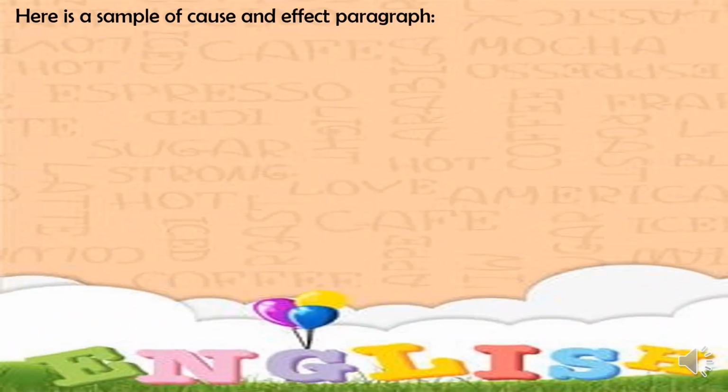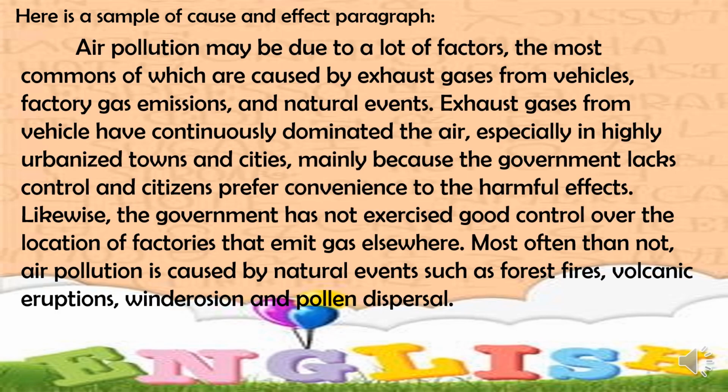Here is a sample of a cause and effect paragraph. Air pollution may be due to a lot of factors, the most common of which are caused by exhaust gases from vehicles, factory gas emissions, and natural events. Exhaust gases from vehicles have continuously dominated the air, especially in highly urbanized towns and cities, mainly because the government lacks control and citizens prefer convenience to the harmful effects.